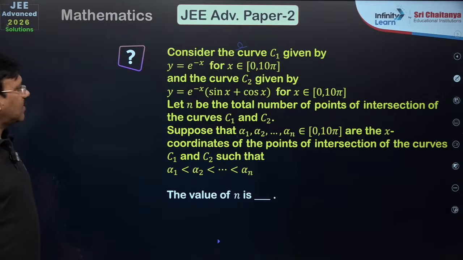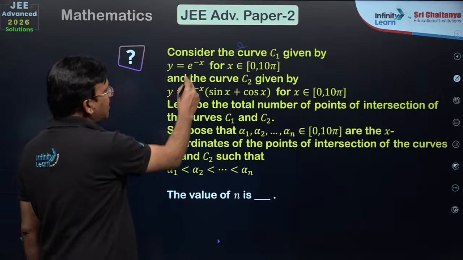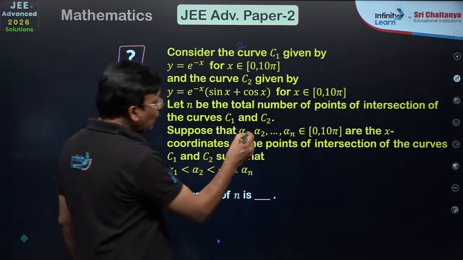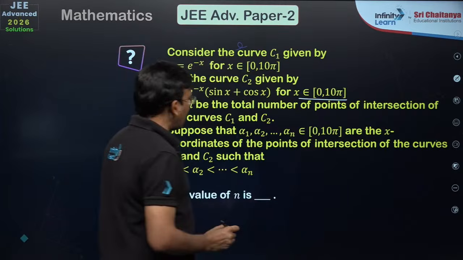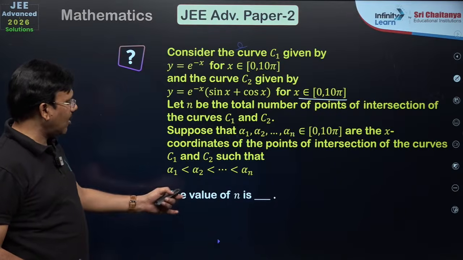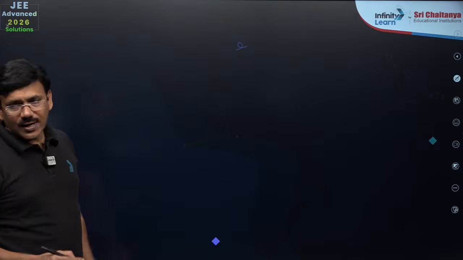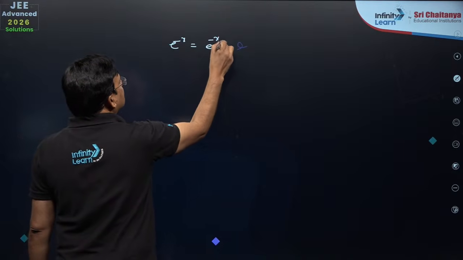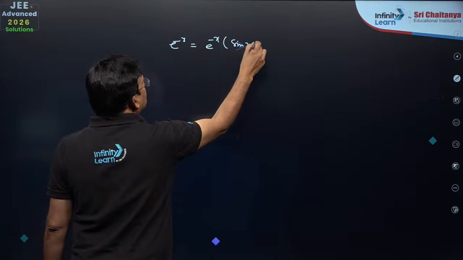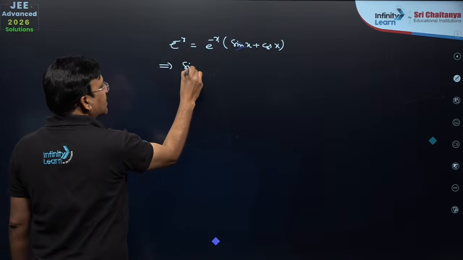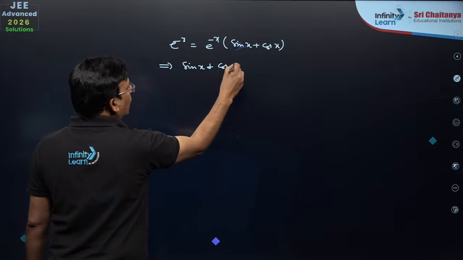Yeah, coming to paragraph kind of questions. Here, this particular function e power minus x, and we have to find, in the closed interval 0 to 10 pi, the points of intersection given as alpha 1 to alpha n in order, then n he is asking. So friends, here one curve is e power minus x, second curve is e power minus x into sin x plus cos x. Try to solve these two, you will get sin x plus cos x is equal to 1.